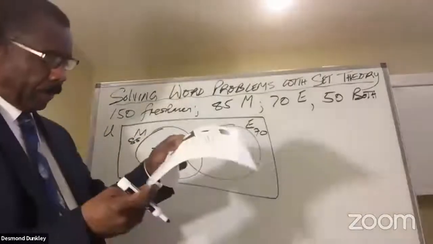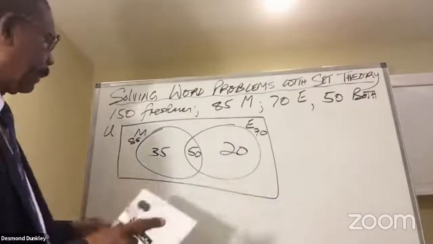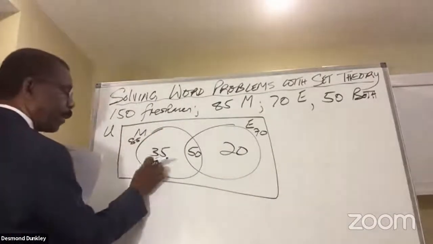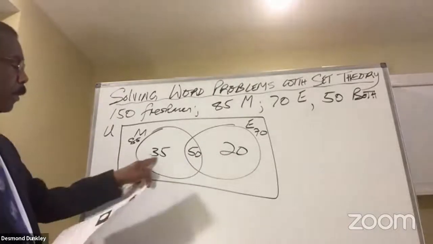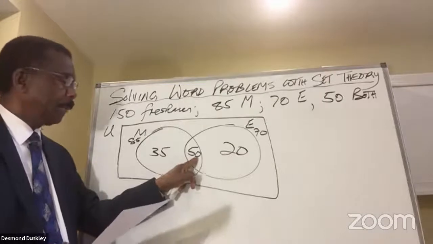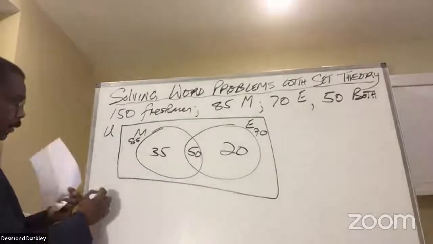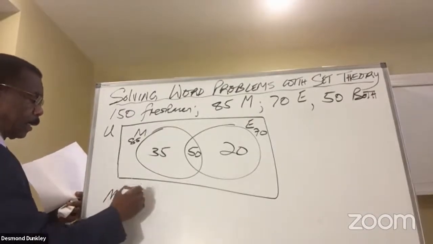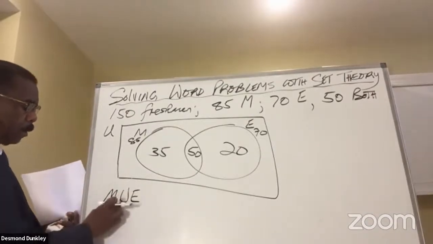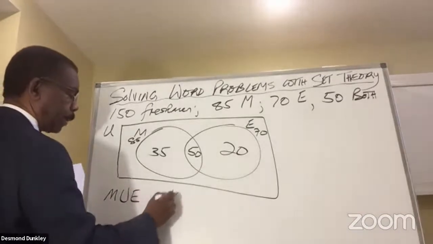What else do they want from us? How many signed up for math or English? So it's either here, here, or here. So that's going to give you 35 plus 50 is 85, plus 20, 105. So M union E, the number of people with math or English, will be equal to 105.